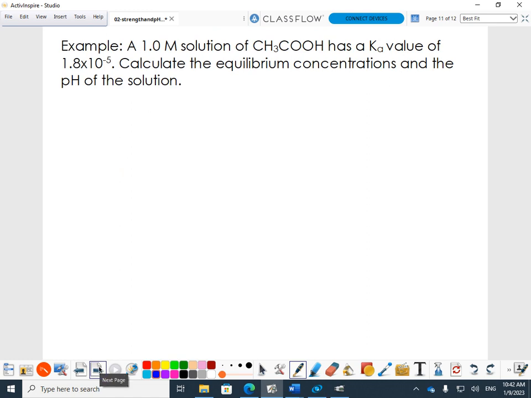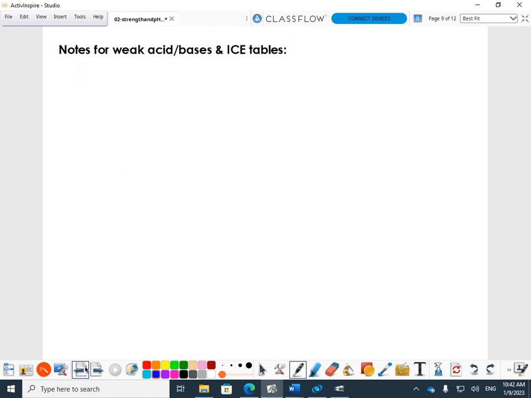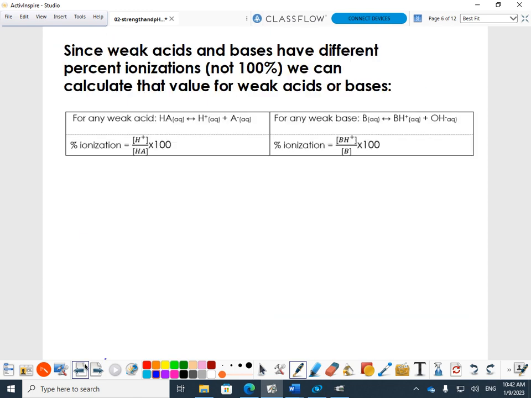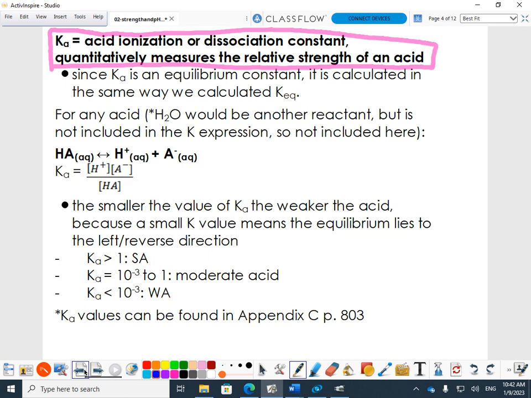like in this question, Ka is 1.8 times 10 to the negative 5, then that can be a clue that you have a weak acid or base. So you can use it to tell you whether something is weak or strong. So the smaller the value of Ka, the weaker the acid, because a small K value means the equilibrium lies more to the left, or the reverse direction. So if you have Ka greater than 1, again, the textbook does not even list a value. It just says very large.